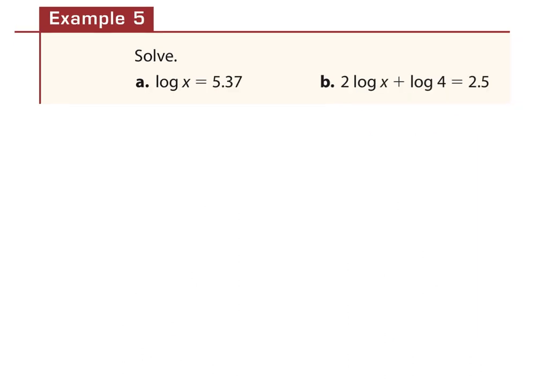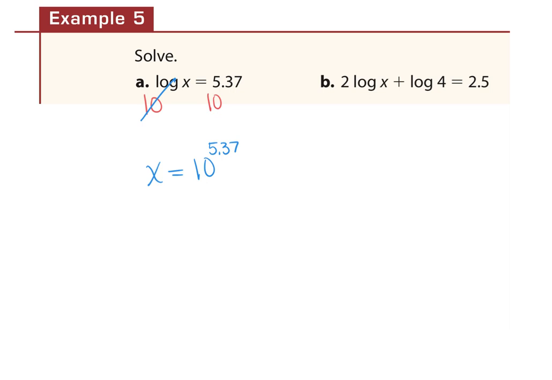These are actually the same type of problems. What is my base, though? 10. All right, so there are going to be times when it doesn't show you a base. That is an implied common log. And so you're going to do these exactly the same way. You're just going to take 10 to that power. On the left-hand side, the 10 and the common log cancel. You have x equals 10 to the 5.37.